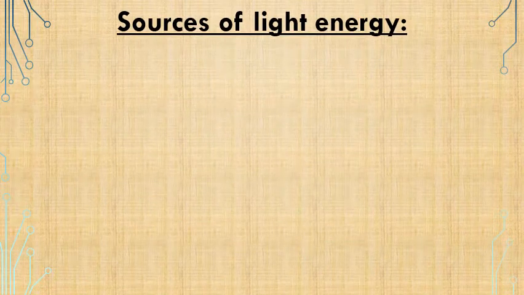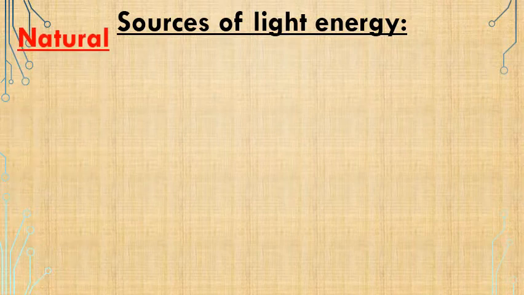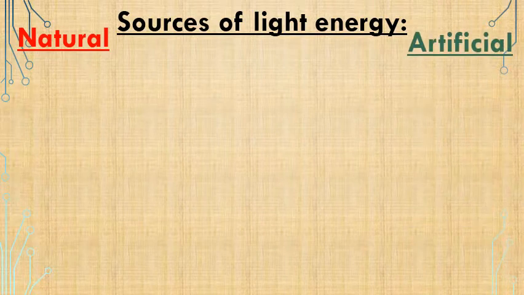Next, we will talk about sources of light. Okay, do you know what is meant by sources of light? Yes, the objects that give me light. We have two types of these sources: natural and artificial. Okay, natural means made by God, but artificial means made by humans or man.